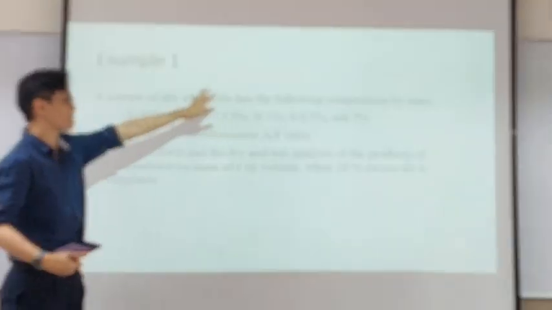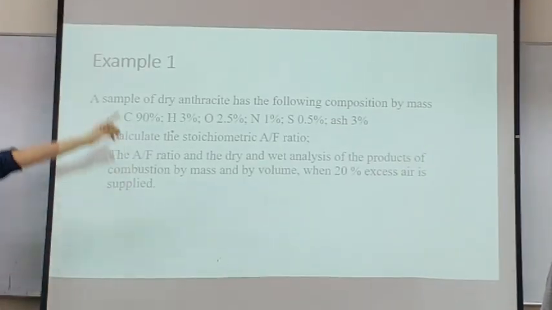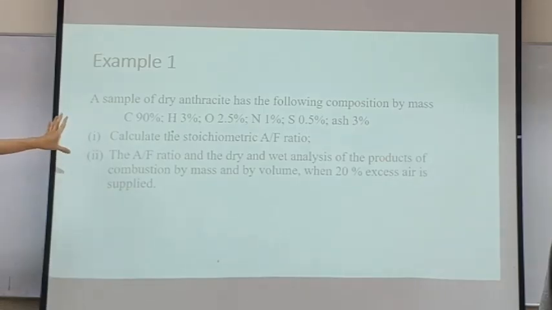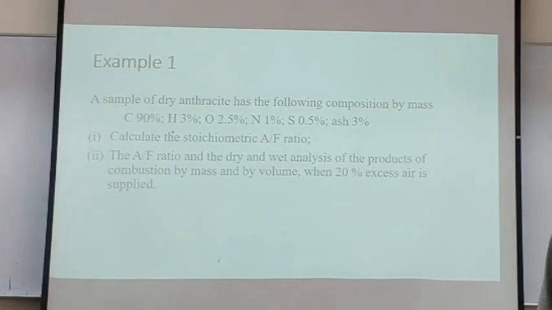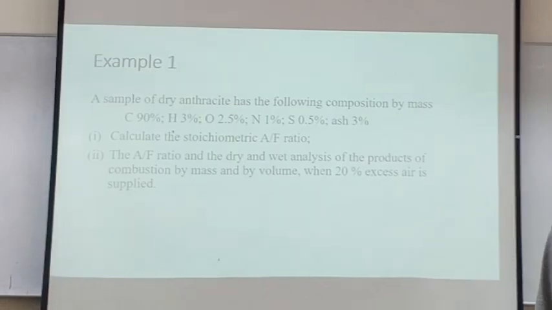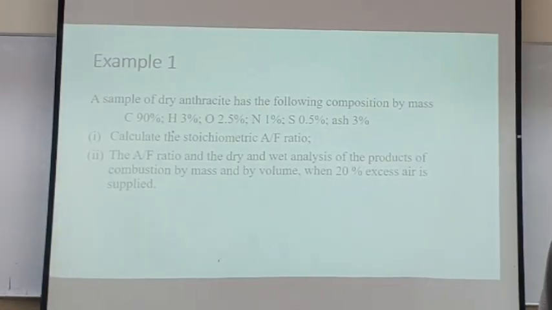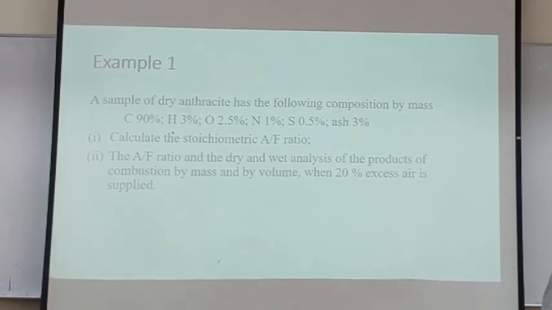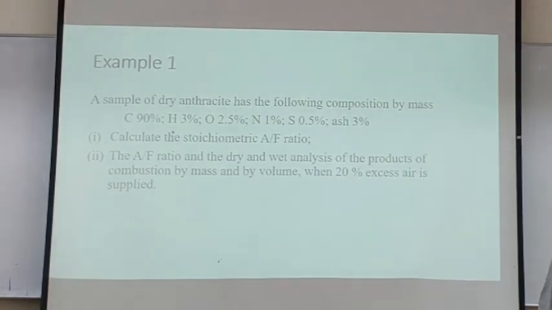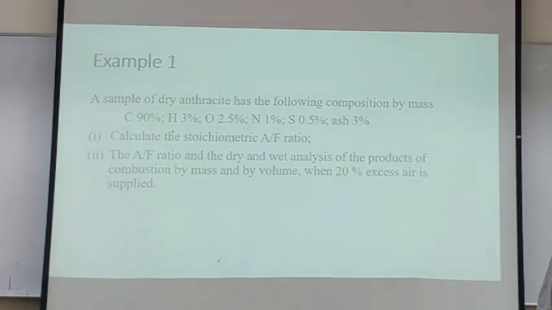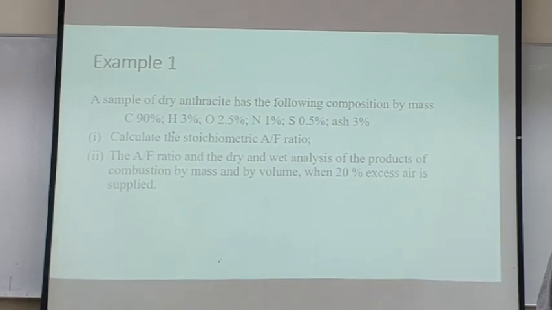Okay, so you have a sample of this with following composition. So, what kind of fuel is this? This is a solid fuel, okay, a coal. So only solid fuel will be given in this form. Alright, so you get a solid fuel here. The first question asks you to calculate the stoichiometric air-fuel ratio. Then the second question asks you to calculate the air-fuel ratio and the dry and wet analysis of the product when 20% excess air is supplied. Alright, so like I said, I will show you how to do this first one.